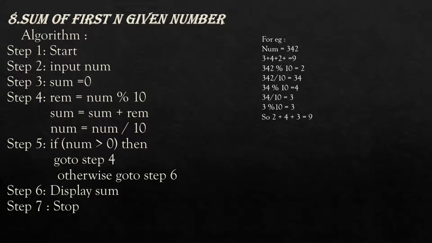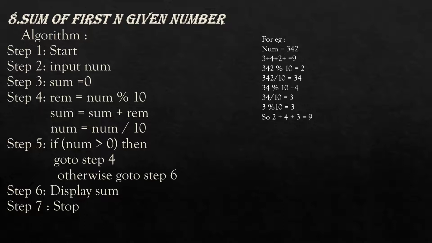So let's write the algorithm based on this logic. Algorithm: step 1 is start, step 2 is input number, the user will input the number, step 3 is sum is equals to 0. So we'll initialize sum as 0. In step 4, remainder is equals to num mod 10. The sum is equals to sum plus remainder. Num is equals to num divided by 10. If num is greater than 0, then go to step 4, otherwise go to step 6. And in step 6 we'll display the sum, and step 7 will stop the algorithm.